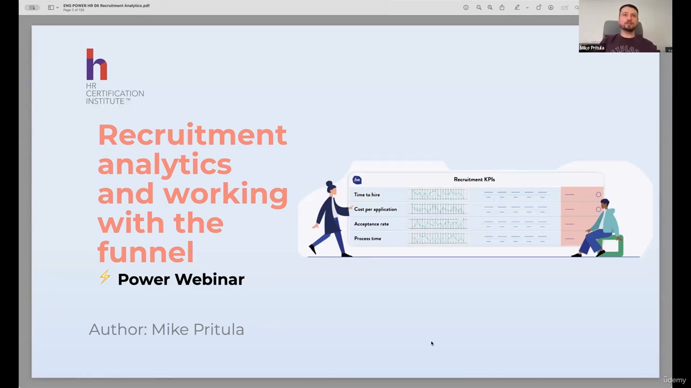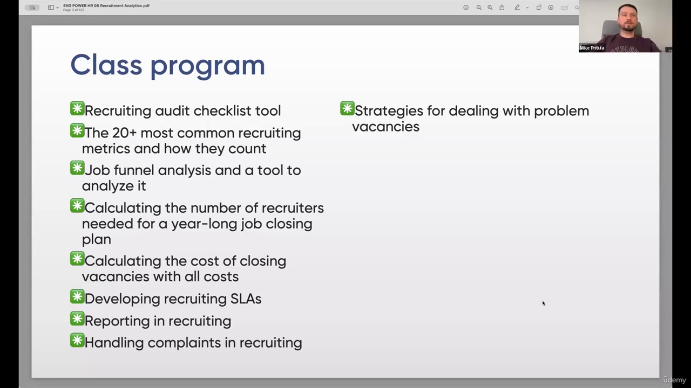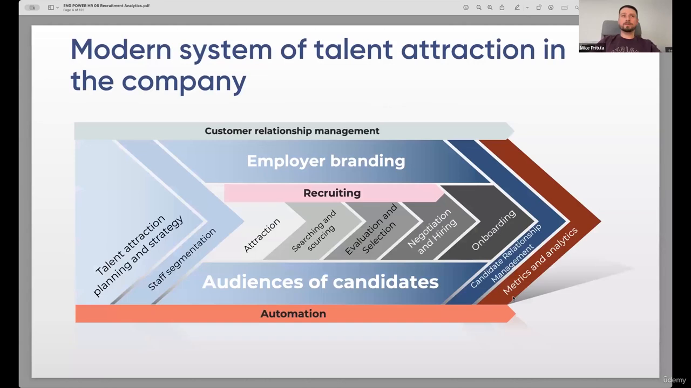And today we are talking about recruitment analytics and working with the recruitment funnel. So let's start. Here we have our class program, a lot to talk about. So I would prefer to start immediately because we have so much different information to learn.